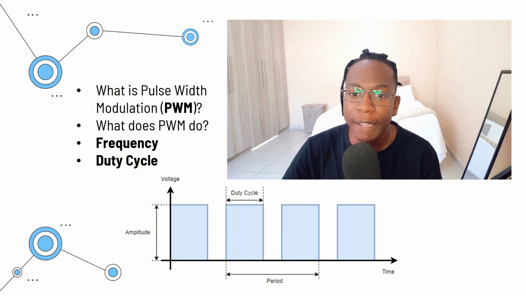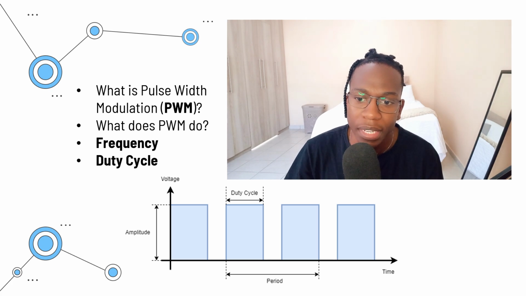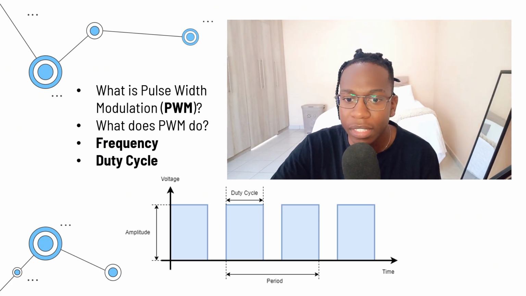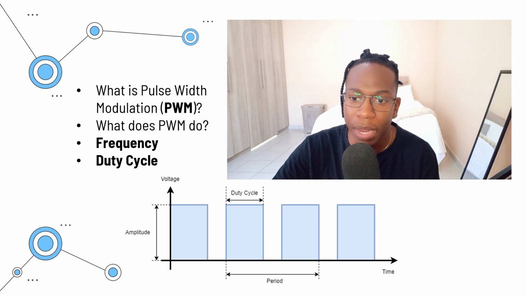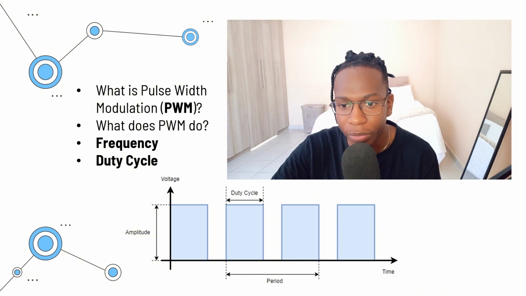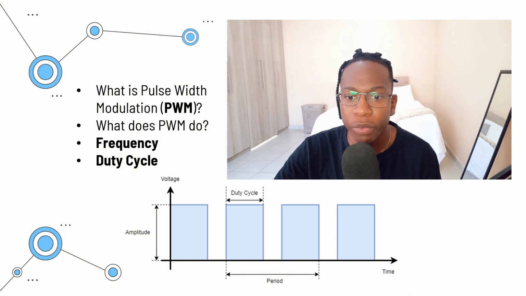This means that if a 50% duty cycle is set, the signal will be on for half of the time and off for the other half. And a 25% duty cycle would mean that the signal is on for a quarter of the time and off for 3/4 of the time.